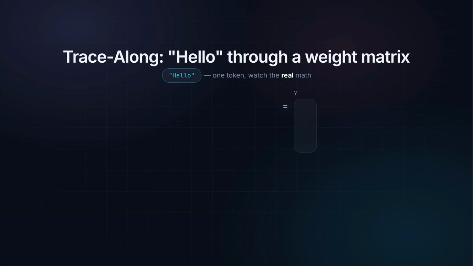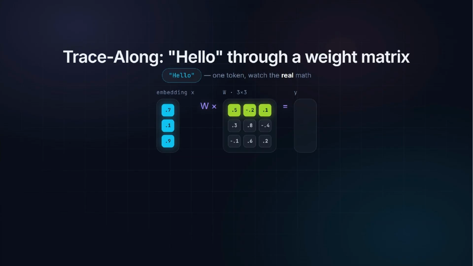Now the real thing, let's trace hello through a weight matrix with actual numbers. One token. Step 1, the embedding lookup from video 1, hello becomes a vector 0.7, 0.1, 0.9. Step 2, it meets a weight matrix W, a real 3x3, with learned values like 0.5, minus 0.2, and so on. Row 1 dotted with the vector, 0.5 times 0.7 is 0.35, minus 0.2 times 0.1 is minus 0.02. 0.1 times 0.9 is 0.09. Add them, 0.42. That's the first output number.